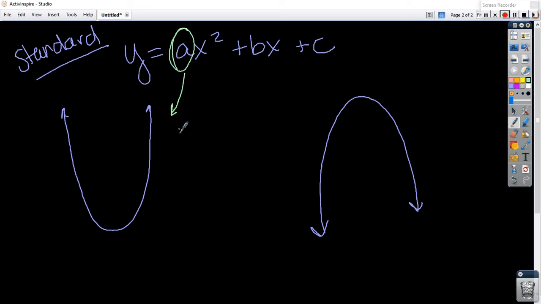If A is positive, it's happy. It's smiling. It opens up. If A is negative, it's sad. And it opens down. What else do you know? Skinny and big. That's right. It can be really, really skinny, or it can open up really wide depending on that value of A. What else do you know?